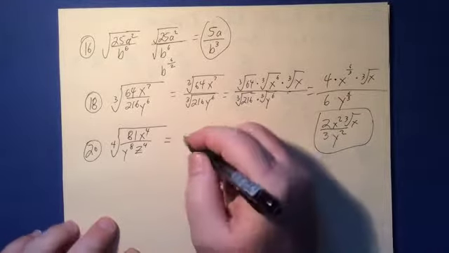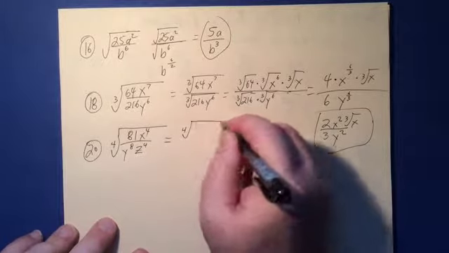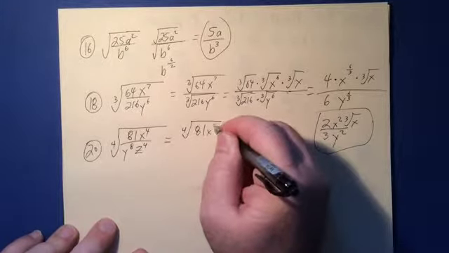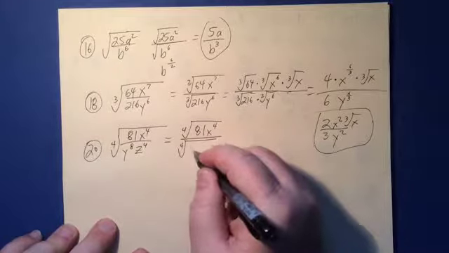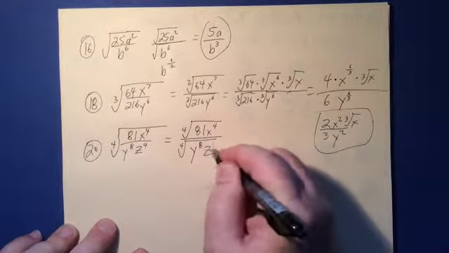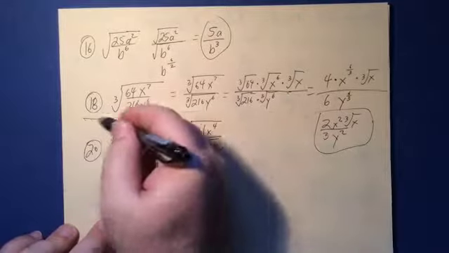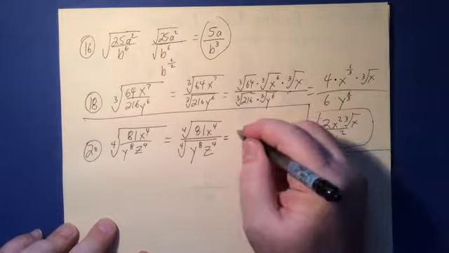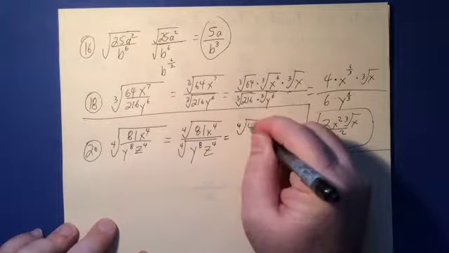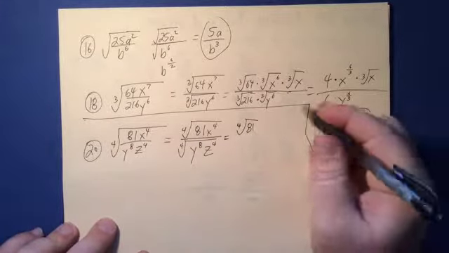So now I'm going to split up the top and bottom, so I'm going to write this as the fourth root of 81 x to the 4th divided by the fourth root of y to the 8th z to the 4th. Well, what I can do at this point now is I can split up the top. And yes, 81 is a perfect fourth. The fourth root of 81 is equal to 3.